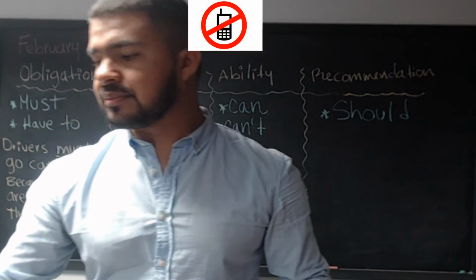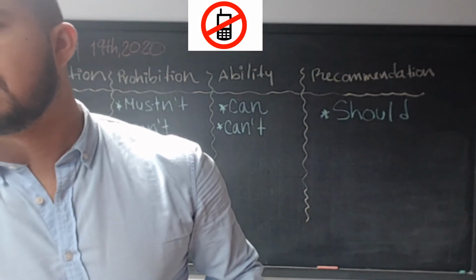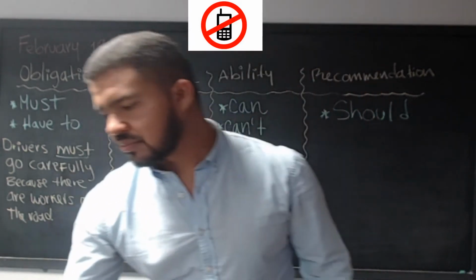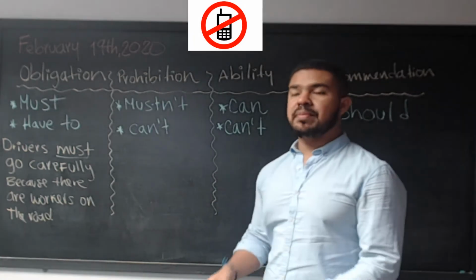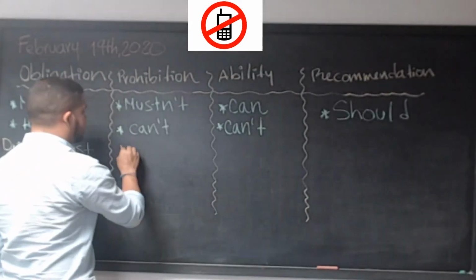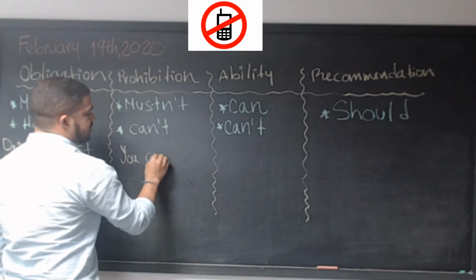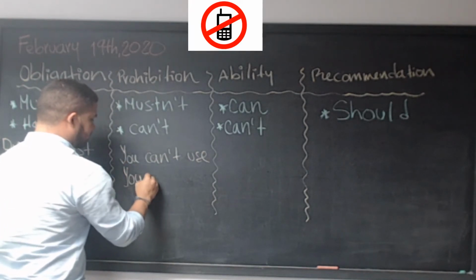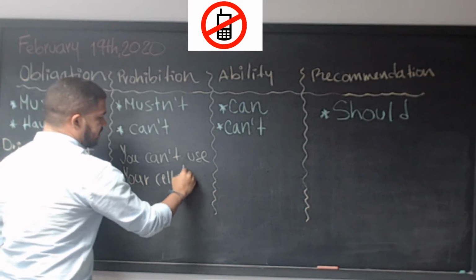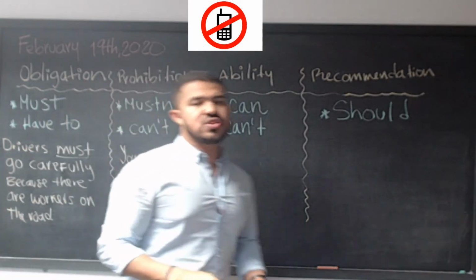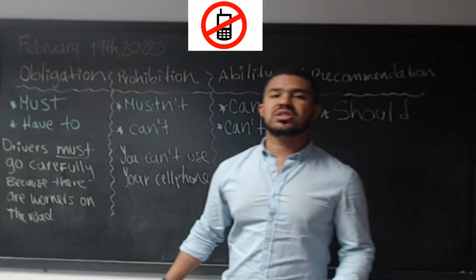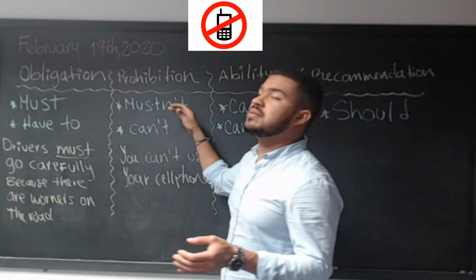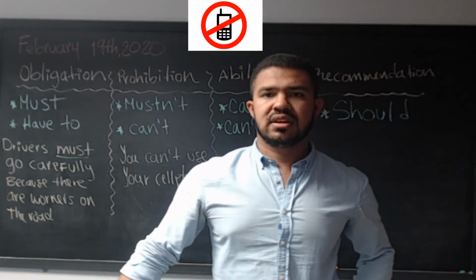Ready? Okay. Alright. What's the next one? John, you can't use cell phone here. You can't? Yes. Alright, very good. So you can't use your cell phone here. Very good. You can't use your cell phone. That is a prohibition. Or the other one is you mustn't use your cell phone.